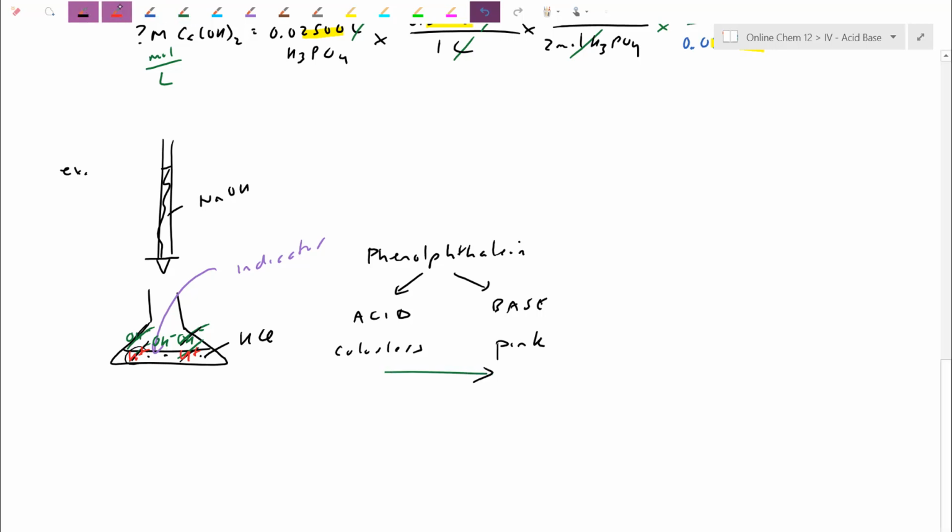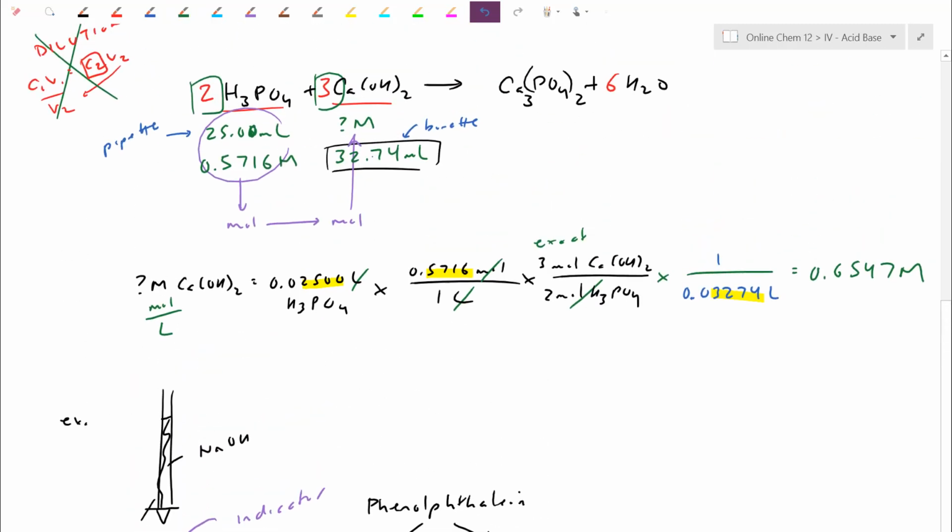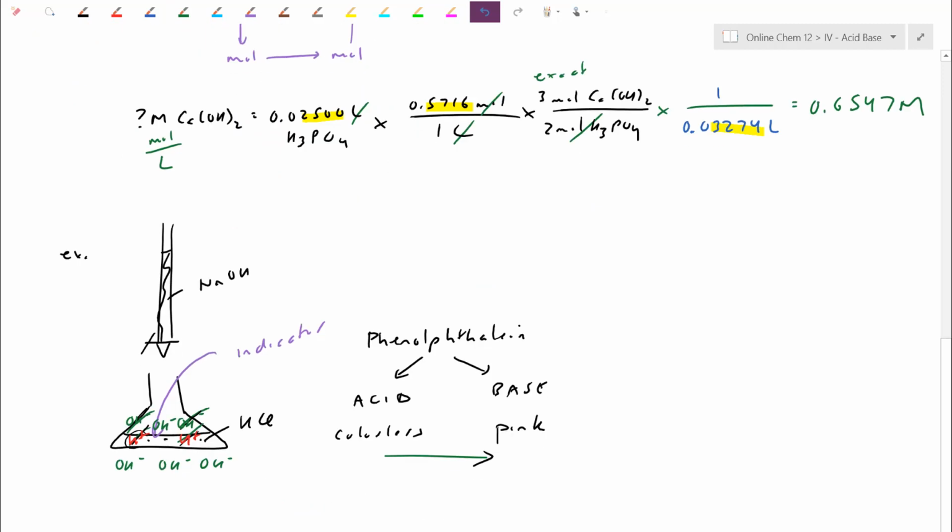Now what I want to avoid is dropping in too much base all at once. It's totally possible to make the solution pink. It's really easy. Just drop in a ton of base. But unfortunately, if I drop in a ton of base, if I have an excess of hydroxide, yes, the indicator will be a really, really pink color. But now I'm going to have an excess of OH minus. Now my stoichiometry, my mole ratio may not be exactly matched up. I would actually have an excess of hydroxide.